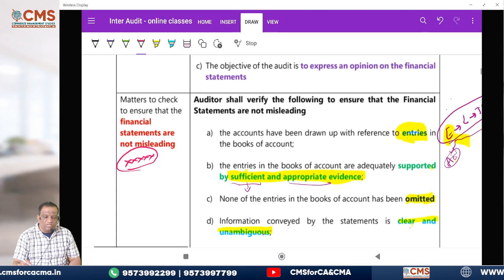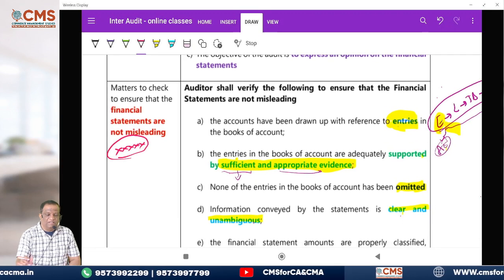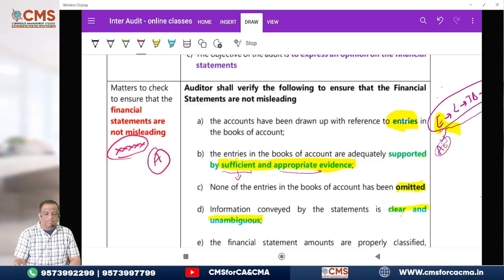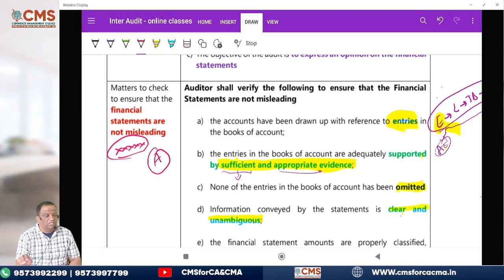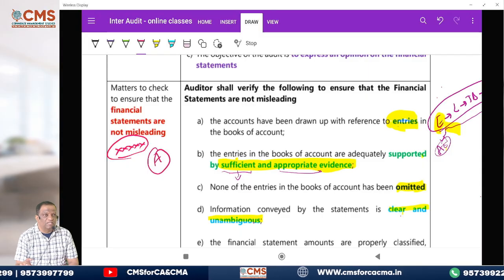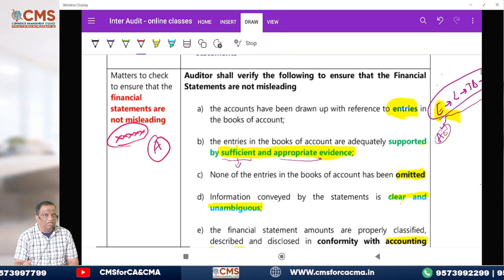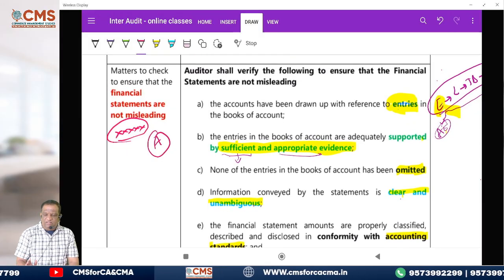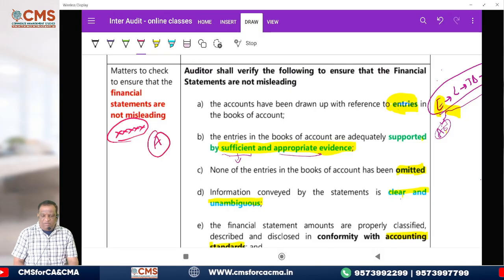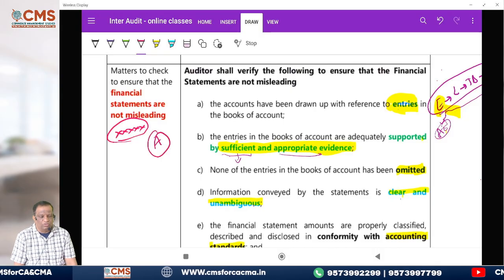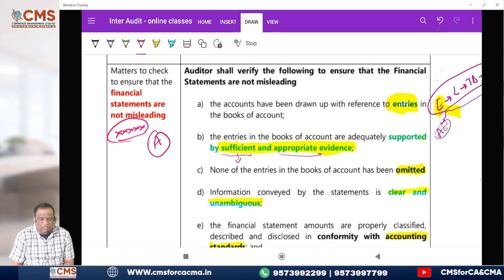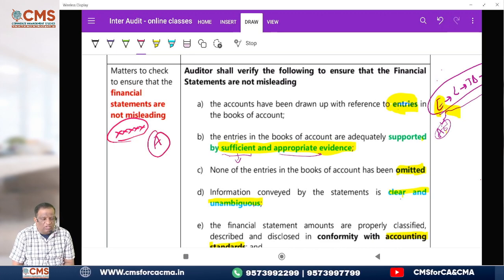But the most important question that he is asking is this one. You can mark it as a category: the matters to check to ensure that the financial statements are not misleading. Very important and very repetitive question of recent times. Earlier it was not repetitive. If you look at the very old questions, the old trend is slightly different, like the advantages of planning and that kind of stuff. But if you look at the modern type, that is post 2020, the way of questioning is totally different.